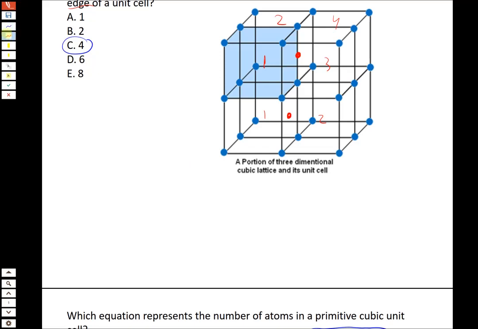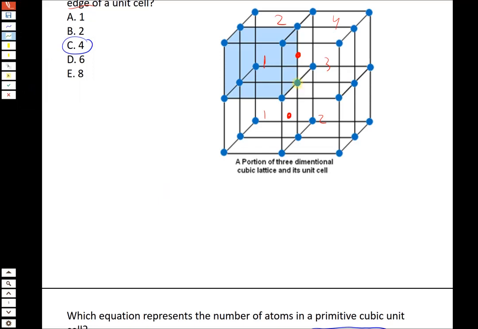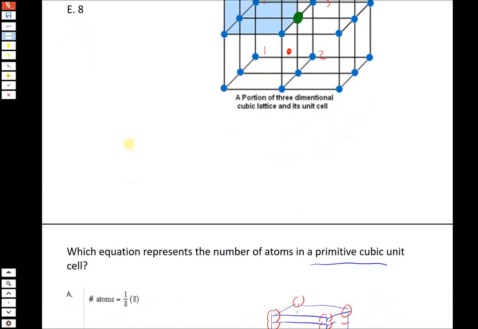So if we look at, let me do it in a different color now. If we look at, for example, this one right in the middle here, this is on one of the corners, and I'm going to highlight it in green so you can hopefully see it a little bit better. That position there is shared by all 8 of the cubic unit cells that are shown in this diagram, the 4 on the top and the 4 below it. So every corner position, when you extend it out in all directions, is shared by 8 unit cells.